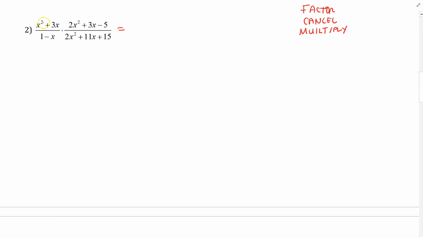I notice it only has 2 terms. So I just notice it has a GCF of x in both terms, so I can factor that out. So I take an x out and I'm left with x plus 3. And then in the denominator, I notice it has that weird kind of reversed subtraction, right? So what I'm going to do is factor out a -1 so that I can reverse the order of subtraction.